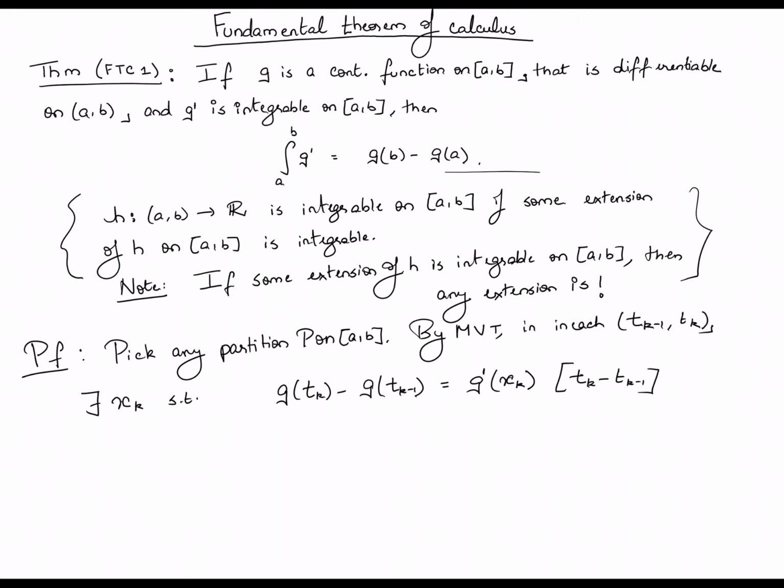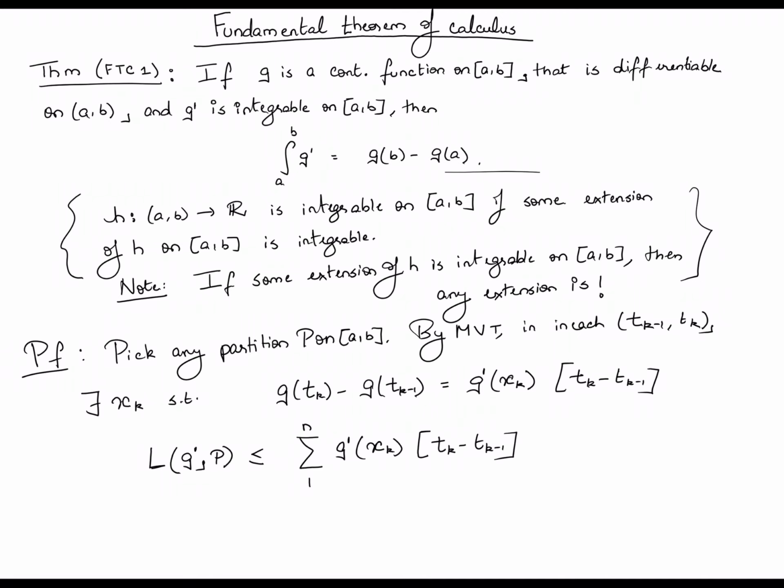Okay, now we say the following, right? If you look at the lower sum of g prime over the partition P, this is in fact going to be less than or equal to the summation from 1 through n of g prime of x_k times (t_k minus t_{k-1}).